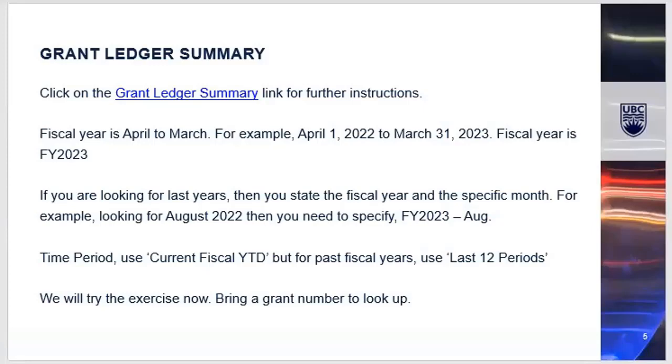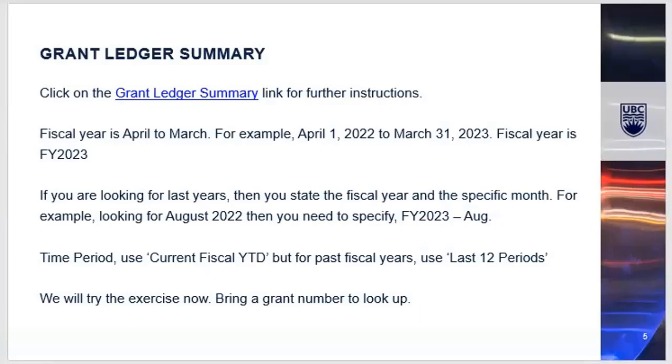And then, when we go to the grant ledger summary, there's something called the time period box. You need to change that if you're going for, say, fiscal year 2022. You have to change that to last 12 periods versus current fiscal year to date. And I think we should go through an example.